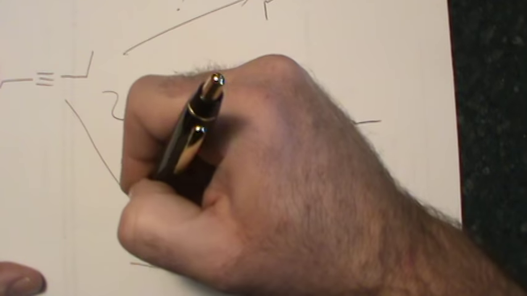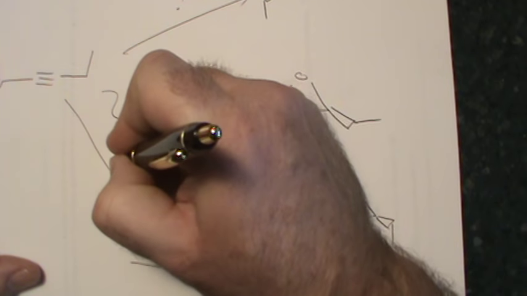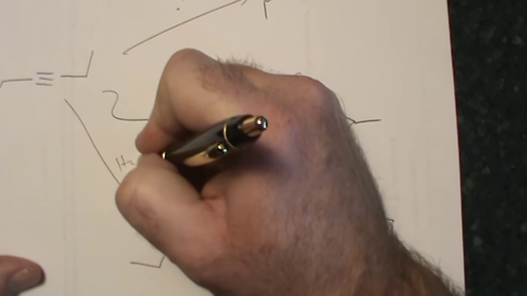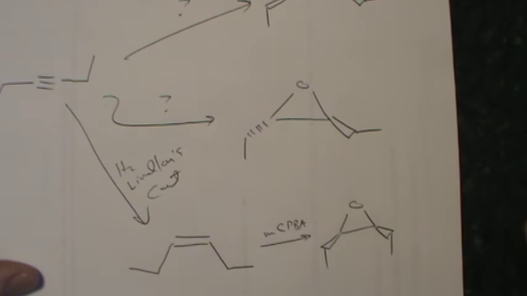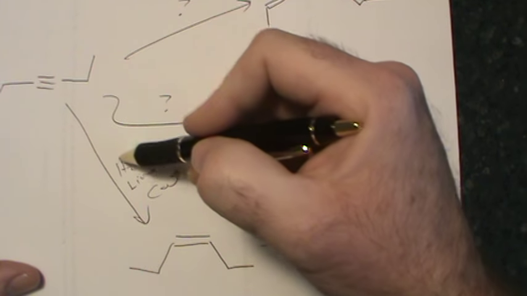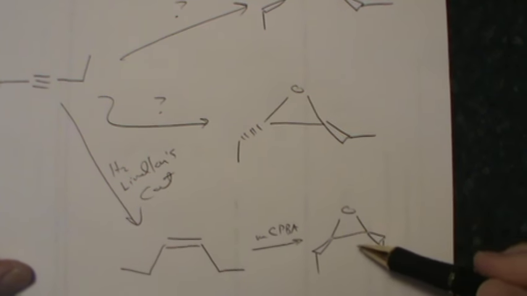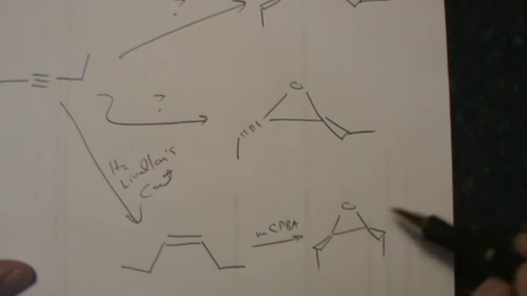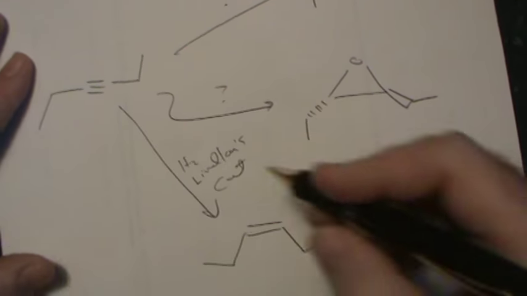And I can convert my alkyne into this cis alkene using H2 and Lindlar's catalyst. So there's my synthesis. Step 1, H2 Lindlar's catalyst gives me the cis alkene. Step 2, MCPBA or other peracid gives me the oxirane in which I maintain the cis stereochemistry.